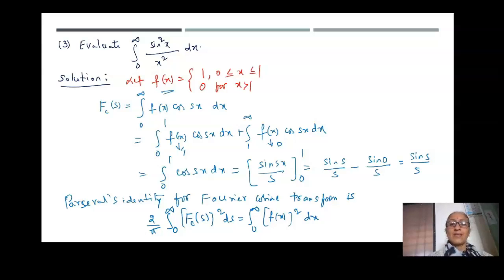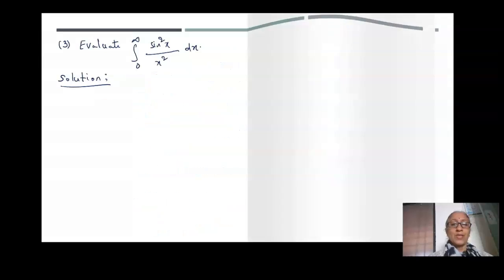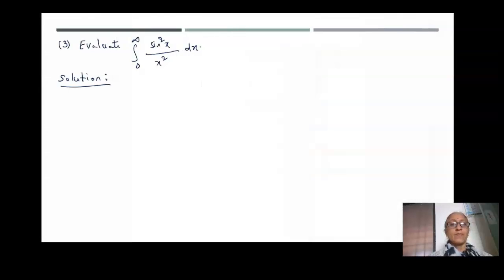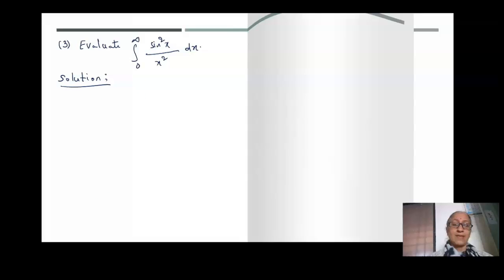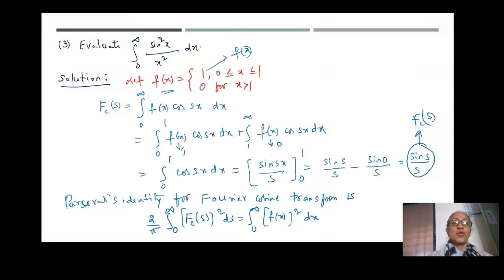Here this is Fc of s, the Fourier cosine transform, and this one is f of x. So if you replace those values, you get 2 by pi integral 0 to infinity (sin s by s) whole square ds equal to integral 0 to infinity f of x square dx. But here the interval is divided into two intervals, 0 to 1 and 1 to infinity.